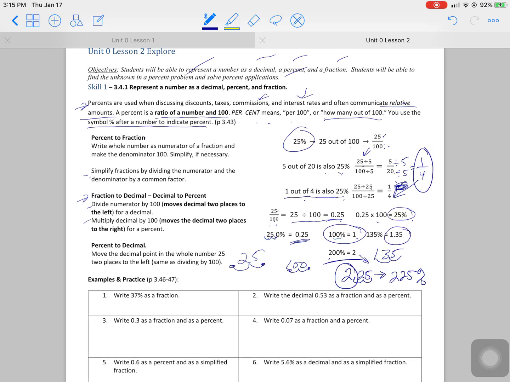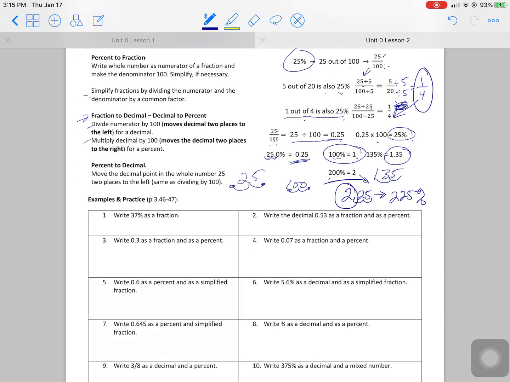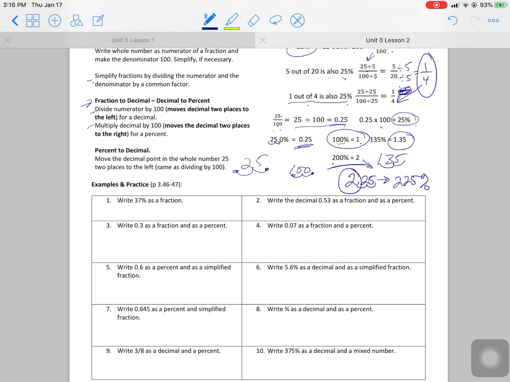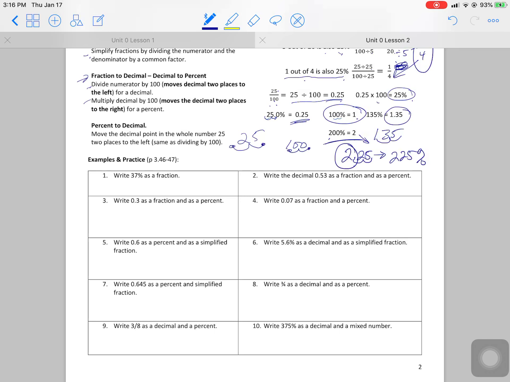I'm writing this down on my other thing here. So make sure you can go back the other way too, okay? That's why it's multiply versus divide, so be careful with that. Obviously, I need some practice on this, so let's keep going.